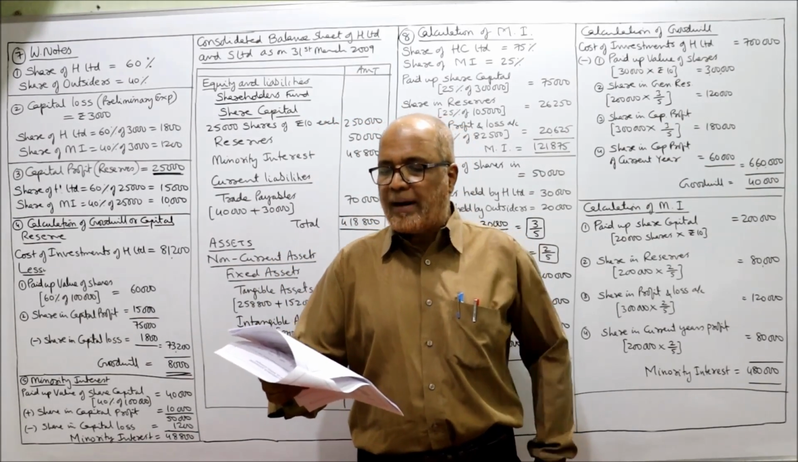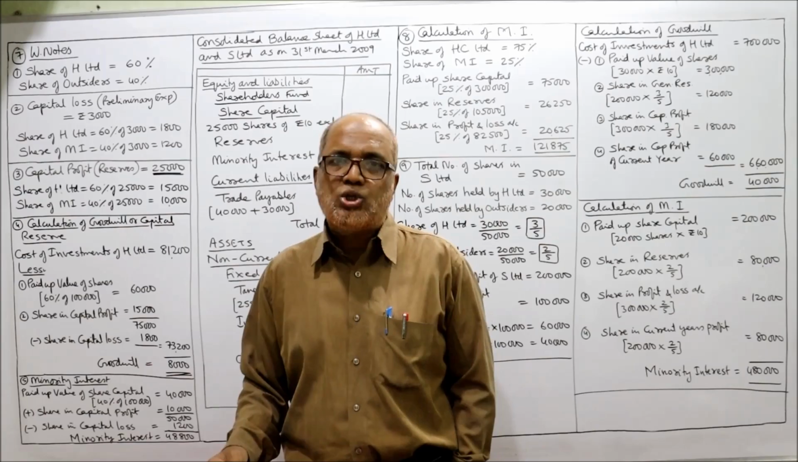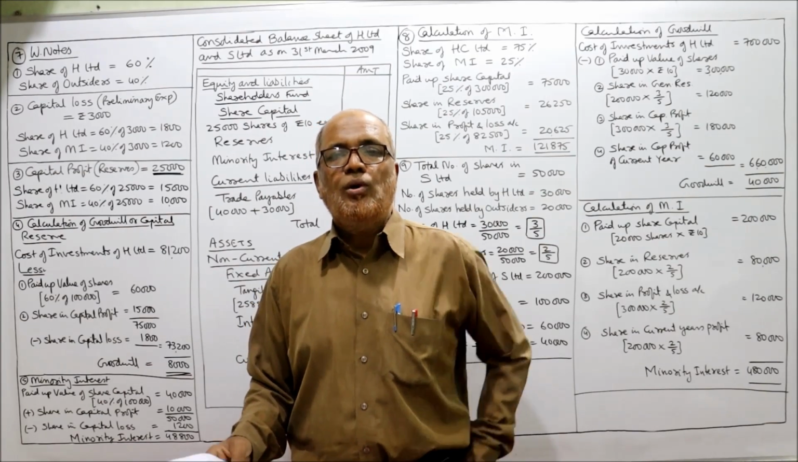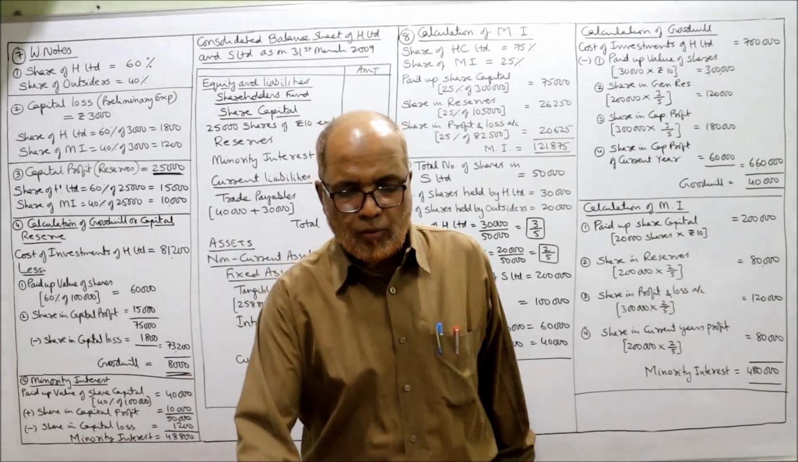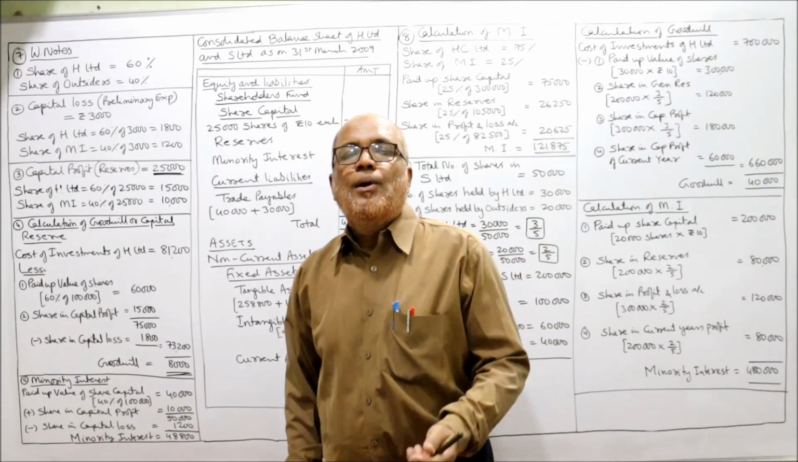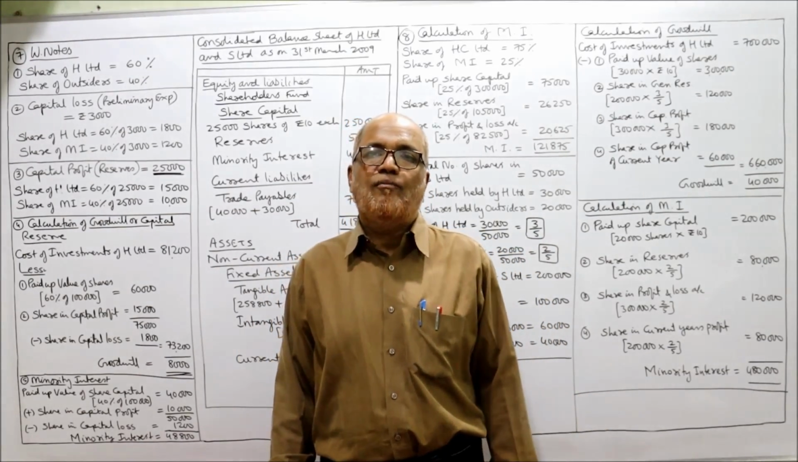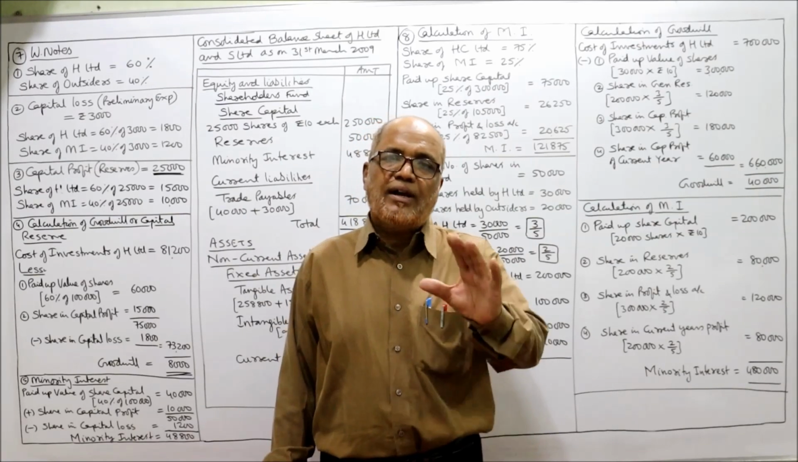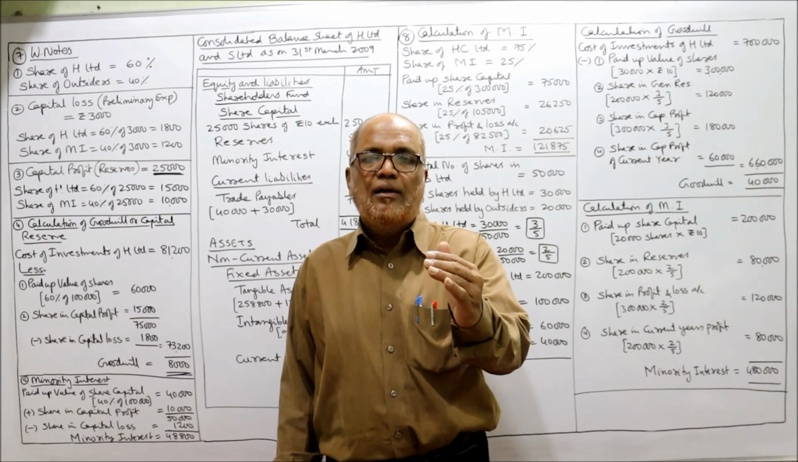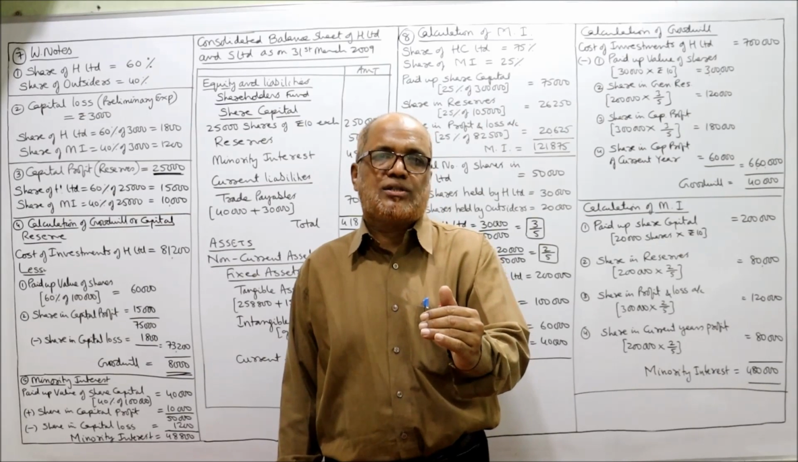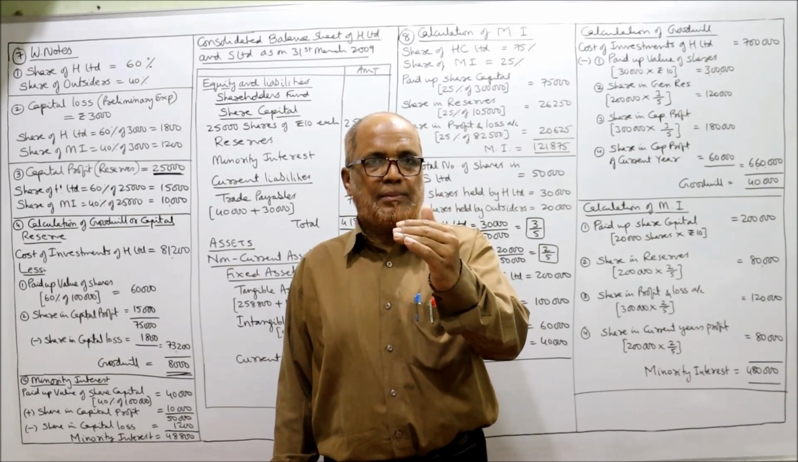Prepare a consolidated balance sheet as at 31st March 2009. So this problem we have to prepare a consolidated balance sheet. Before making a consolidated balance sheet, we have to make some working notes. In working notes, we have to calculate the goodwill, we have to calculate the minority interest. So remember the steps.